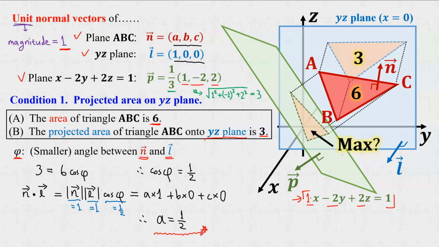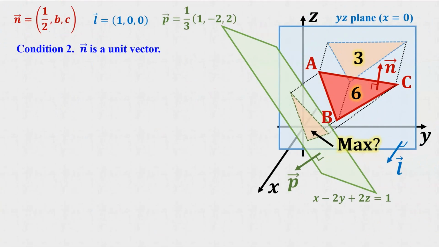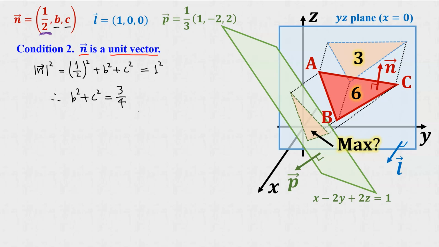This means that in our process of finding the maximum value of this triangle, the value of a is fixed to 1/2. So the value of a is determined, and now let's address the condition introduced by us, which is that n is a unit vector. This gives a relation between other two components b and c. The magnitude of n squared equals (1/2) squared plus b squared plus c squared, and this must equal 1 squared. Hence we obtain b squared plus c squared equals 3/4.